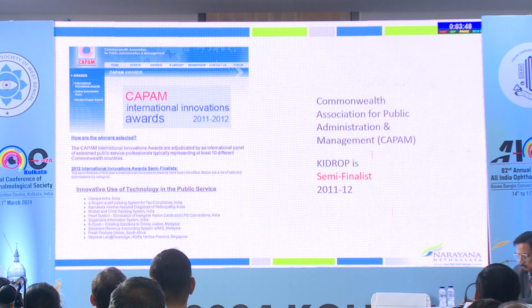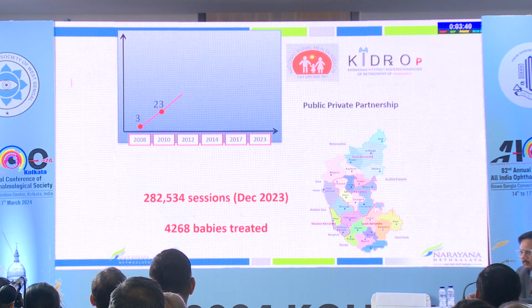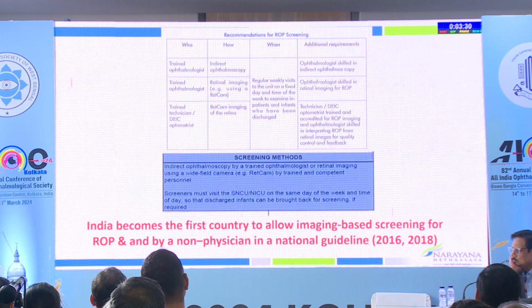The Government of India then took it to the national and international level, and in fact, this won an international Innovations Award through the Government of India's program, called the CAPAM Administrative Awards. So this is where we are now. We started at 3 hospitals. We have 144. We're close to 300,000 babies screened and over 4,000 babies that have been treated.